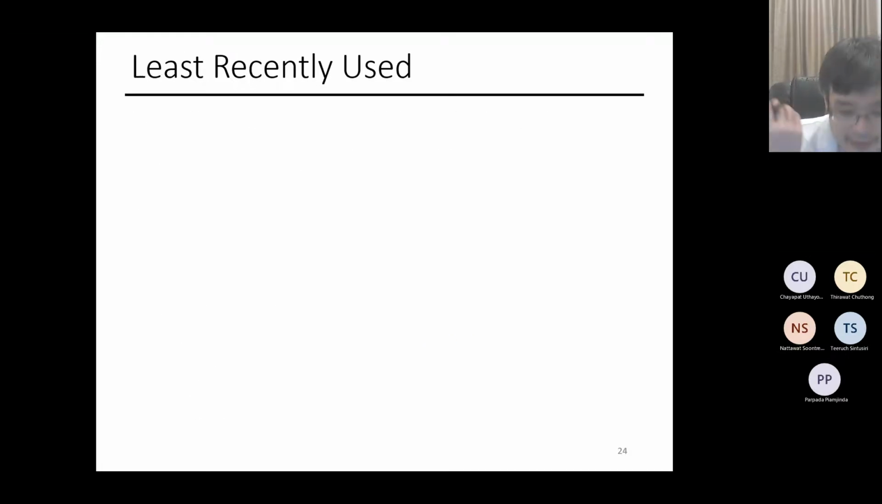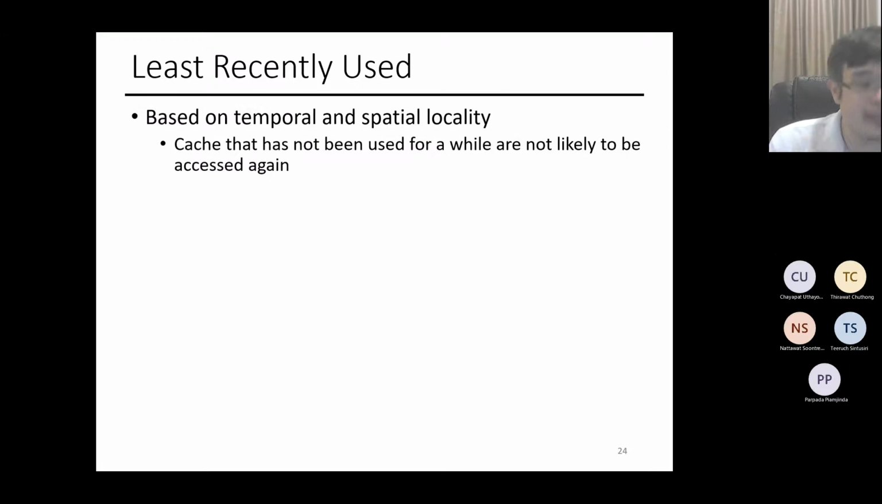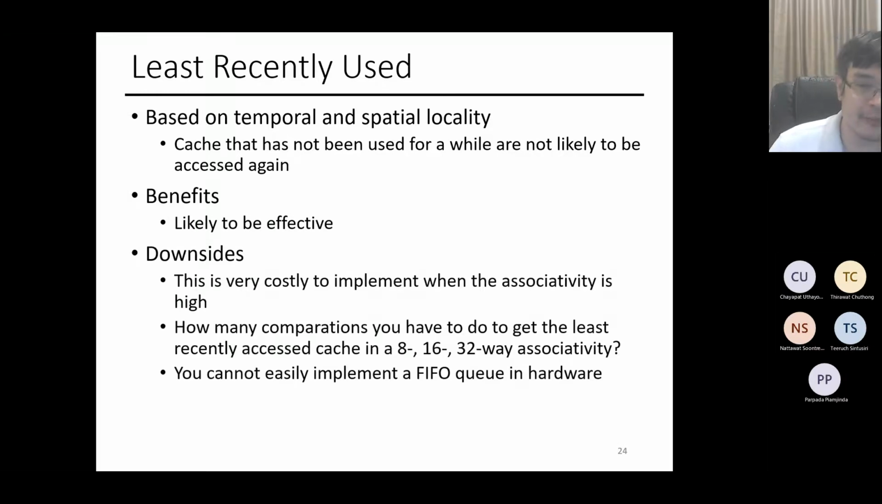The one that is typically available in the CPU tries to imitate least recently used, because this is based on temporal and spatial locality. A cache block that has not been used for a while is not likely to be accessed again. So that's LRU. If I haven't touched that block in a long time, I will kick it because I assume I'm done using it. The benefit is it's likely to be effective, but the downside is it's really costly to implement, especially when the associativity is high.